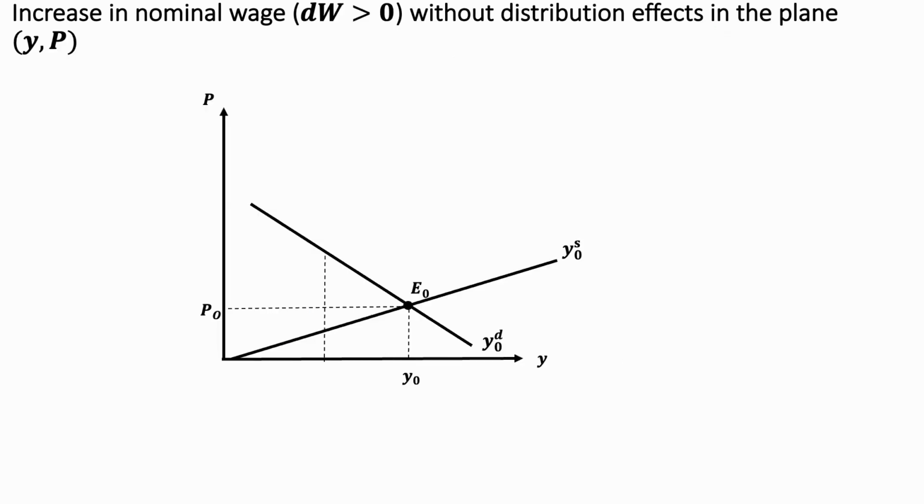Let's finally represent the shock in the plane YP. Due to the shock, the supply of goods decreases for any given price. The quasi-supply curve pivots to the left, as W is not expressed in the axis. In the short term, the increase in W has no impact on the demand because prices are fixed, and the short-term equilibrium is the same as the initial situation.